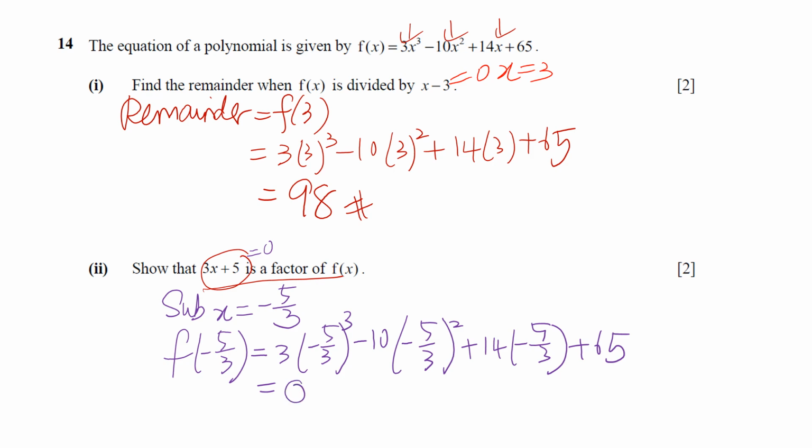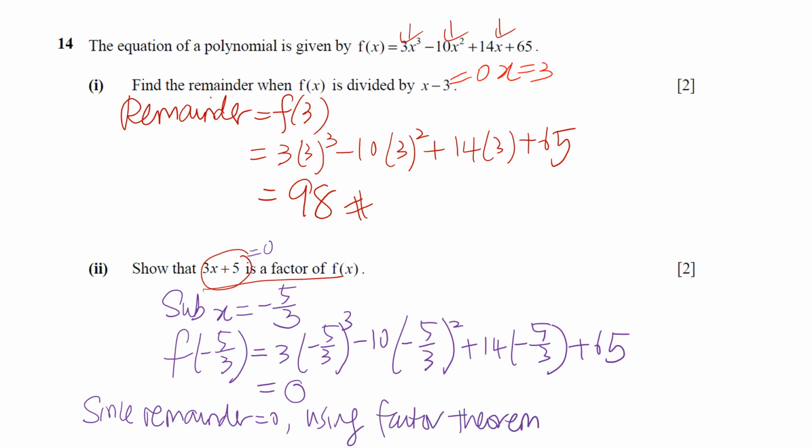Alright, so you need to do some explanation. So since remainder is equal to 0, using the factor theorem, 3x plus 5 is a factor of f(x). Okay.